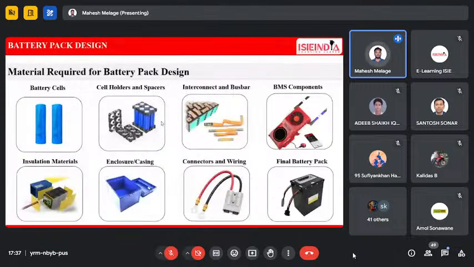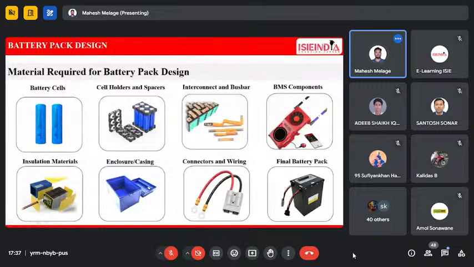Now we can go to the main point. Our main webinar point is battery pack designing. To design the battery pack, these materials are mostly used. You can see first, battery cells are used, and battery holder spacers to provide the fixing. Next is an interconnector or bus bar. We cannot use wire; it is used as a bus bar.